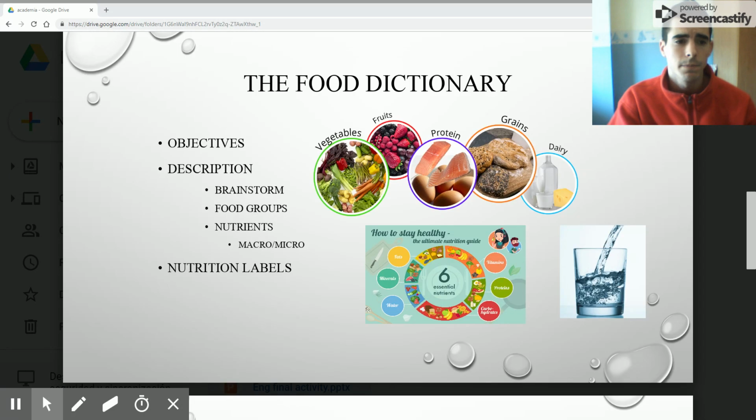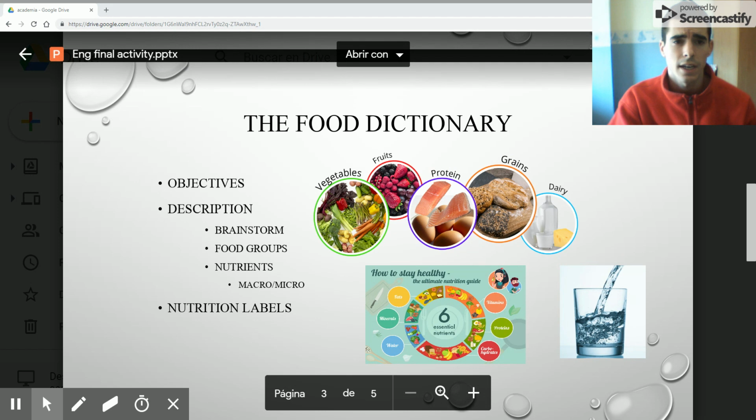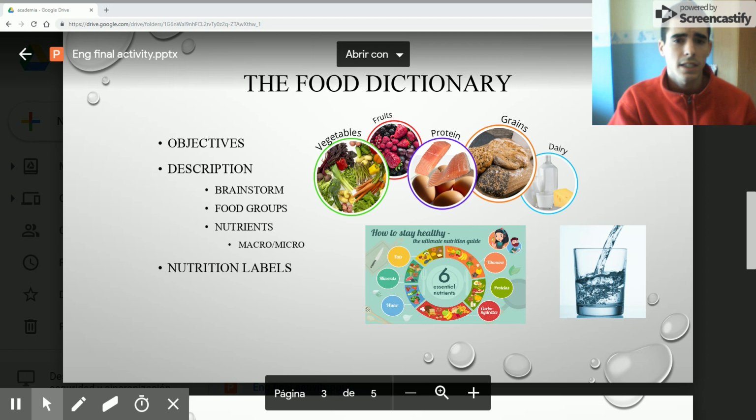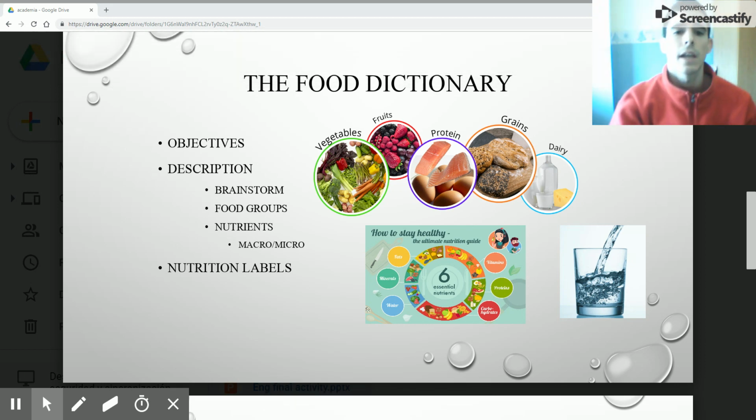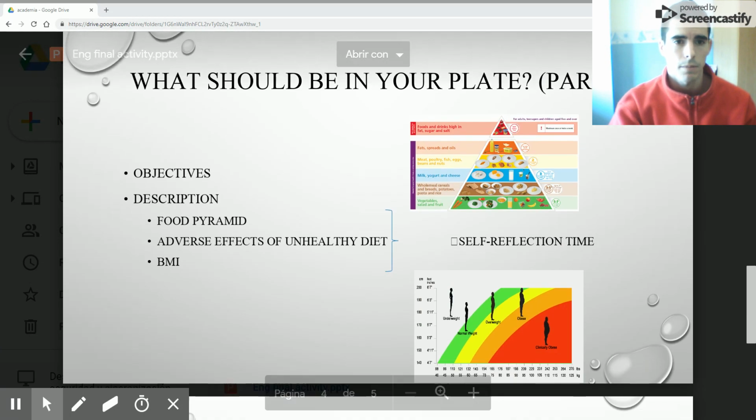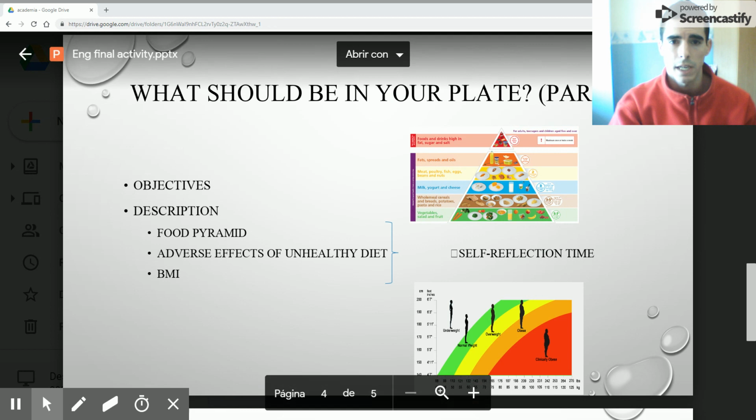And to finish the first activity, as an extra, students will be asked to bring nutritional levels of usual consumer foods they have in their homes and analyze the information to perform task 2. Task 2, what should be in your plate. The objective of this second activity is awareness of the problems that can result from not having a proper diet, and the preparation of a healthy diet.